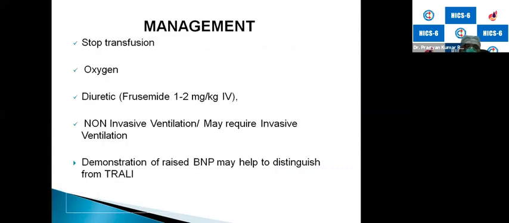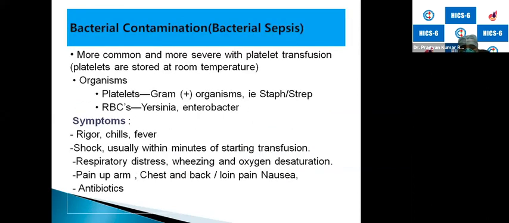Management: stop transfusion, oxygen. Here diuretics are indicated because it is pure fluid overload. If you are giving furosemide, some amount of blood will get out through urine, and the patient will start feeling better. Non-invasive ventilation, may require invasive ventilation, and a raised proBNP can also help in this scenario.